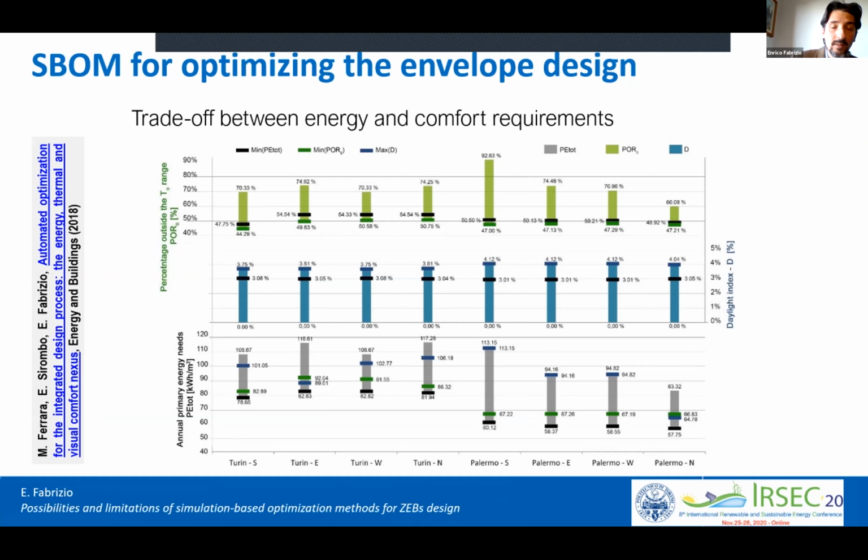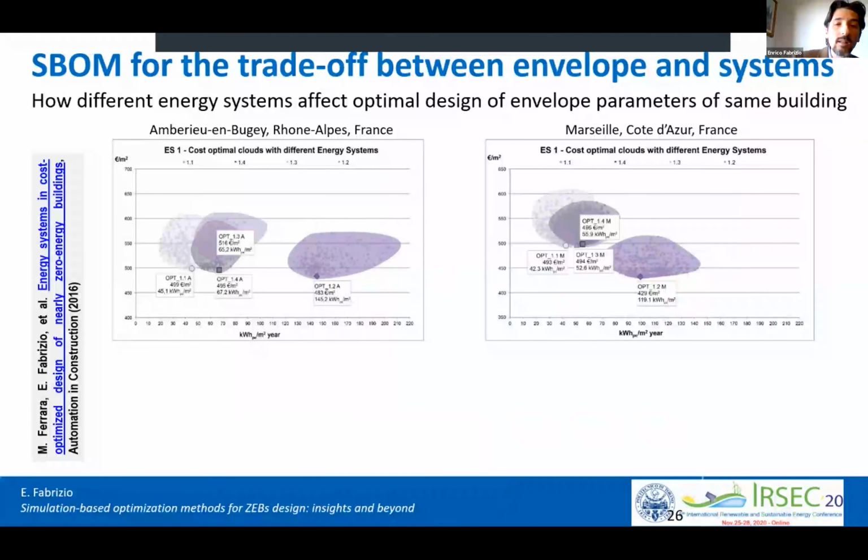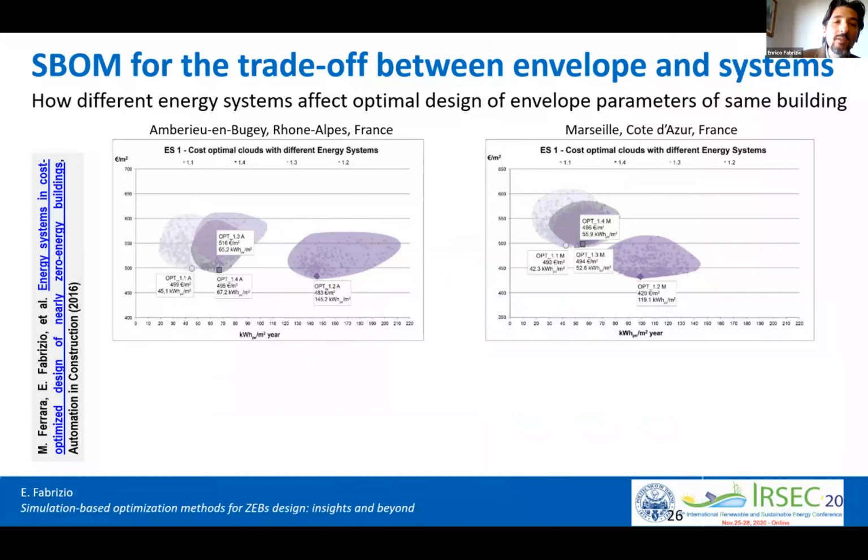So these types of analysis and presentation of the results can drive a good exploration of the design space. If we look then at what happens when we go to the building scale, these are examples from optimization of the envelope. It is the first problem I presented to you before, the one of the 130 years. How differently energy systems affect the optimal design of the envelope parameters.